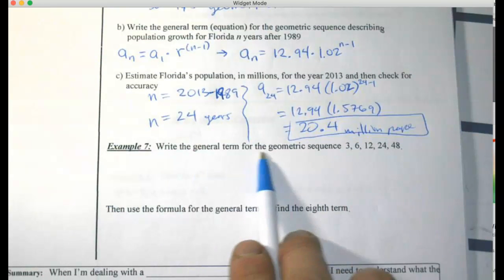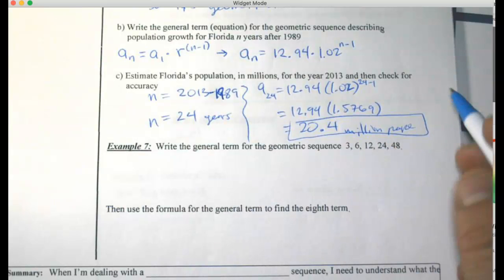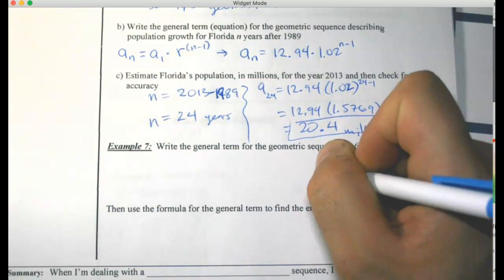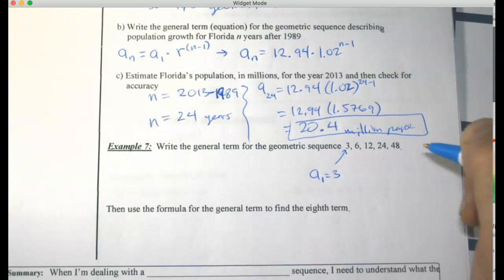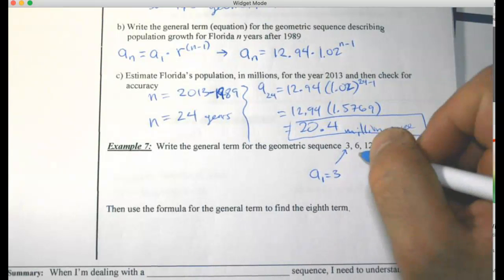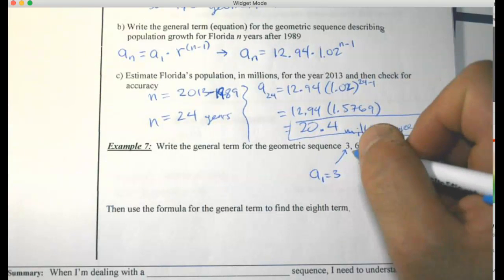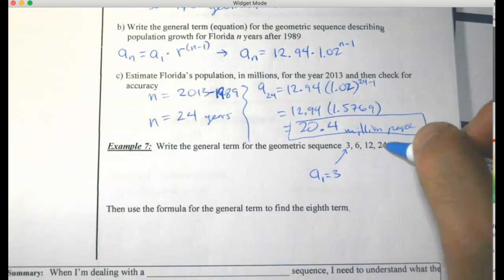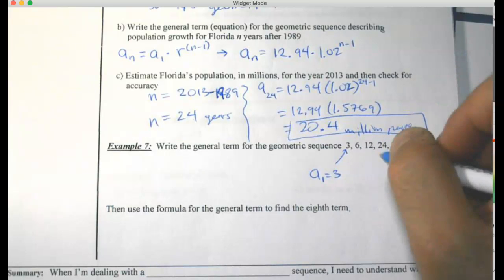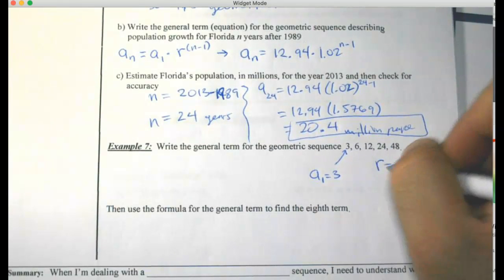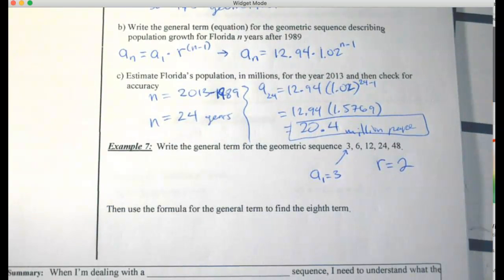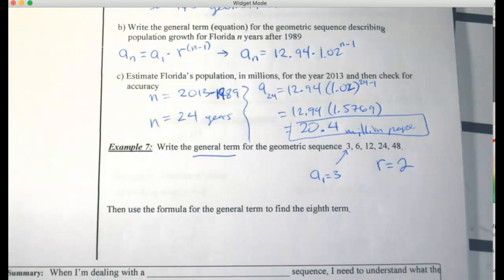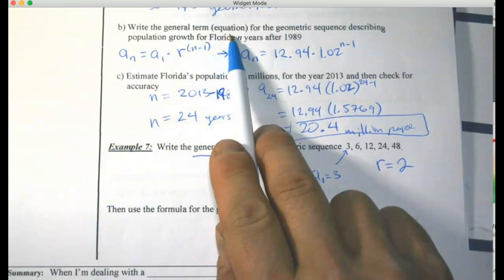Last one here: write the general term for the geometric sequence 3, 6, 12, 24, 48. You can figure out quite a few things from here. The first term is 3, a sub 1 is 3. You can also see what they're multiplying by. 3 times 2 is 6, 6 times 2 is 12, 12 times 2 is 24, and 24 times 2 is 48. So r equals 2. Remember, write the general term just means write the equation as stated in this problem.